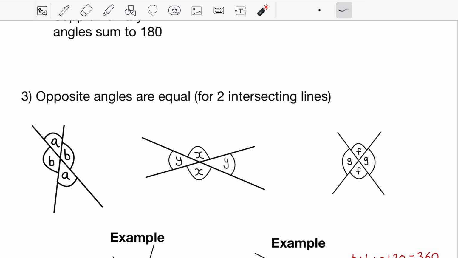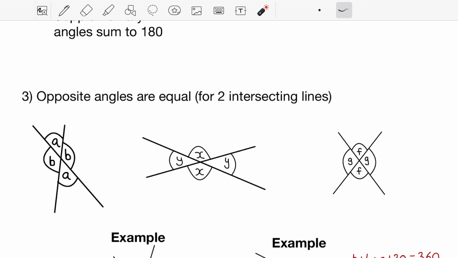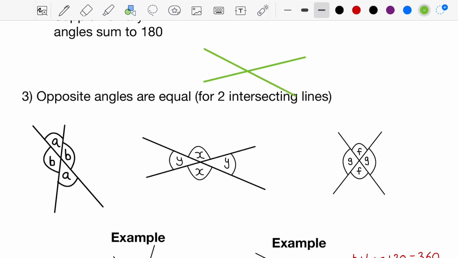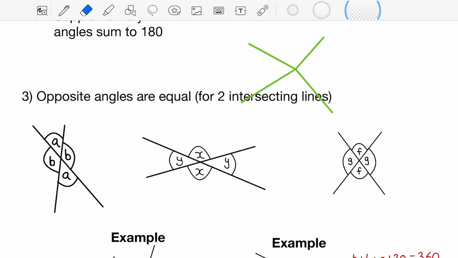Next, opposite angles are equal. This is for intersecting lines, so the lines must be straight lines. It mustn't be lines where all of them come at a different angle. Those are not what we consider to be intersecting straight lines. They must make an X, like a scissors. Think about it as a scissors. There's one pivot for two straight lines.